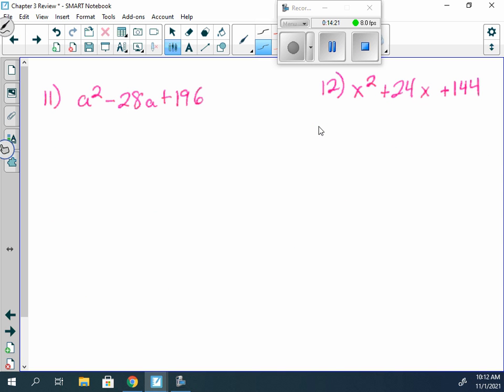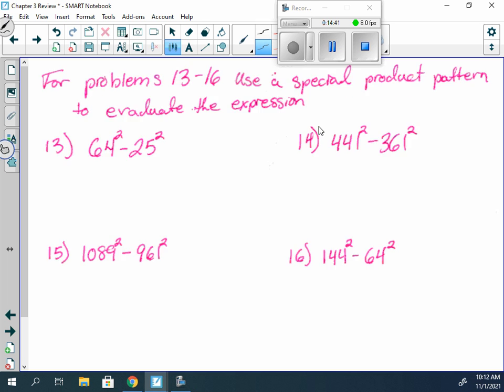Questions on 11 or 12? These here will factor just like we did the first ones. They just turn out to be a perfect square trinomial. What we get in both will be the exact same. So 11 would be a minus 14 times a minus 14. Questions on 13 through 16?